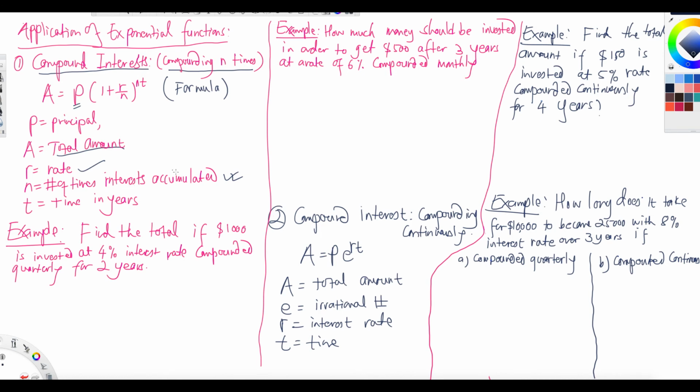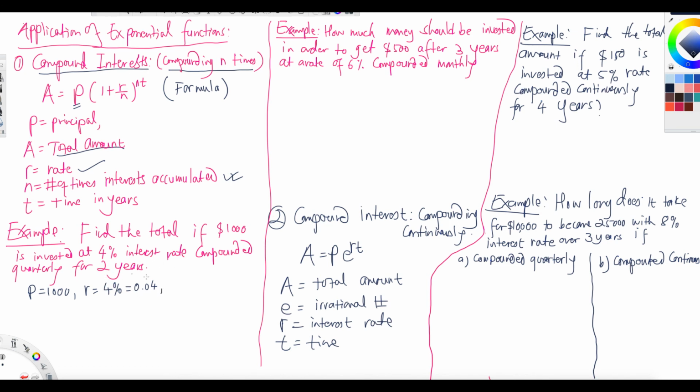Example number 1. Find the total amount if $1,000 is invested. So P is 1,000, the initial investment, at a 4% interest rate. R is 4%. How do I write this as a decimal? It is 0.04, because you divide by 100 to get rid of the percent.